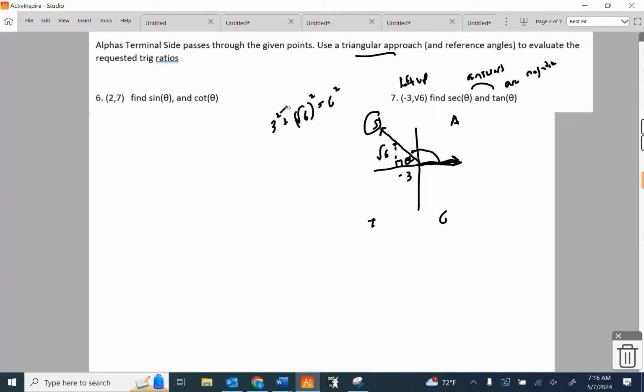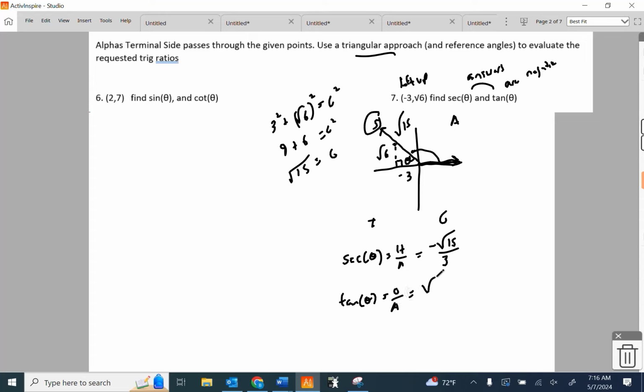A squared plus b squared is c squared. This is going to be 9 plus 6, which is 15. I take the square root. So root 15 is my hypotenuse. I want the secant ratio. I understand SOHCAHTOA. I hope you do. Secant ratio is hypotenuse over adjacent. Negative symbols belong in the numerator, not the denominator. And the tangent ratio is simply opposite over adjacent. Opposite of theta is root 6 and adjacent is 3. Negative symbol belongs up top. So that's pretty simple.